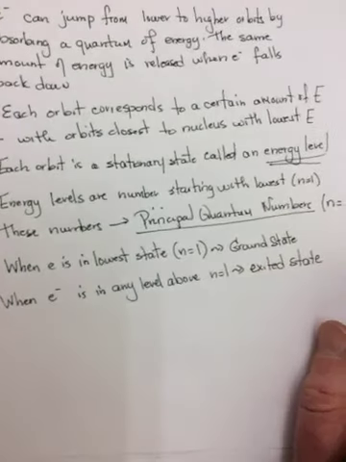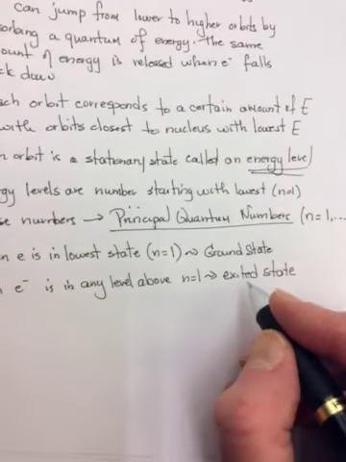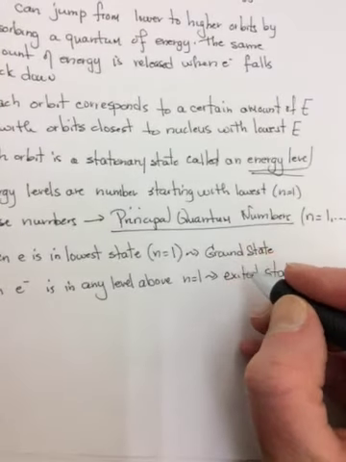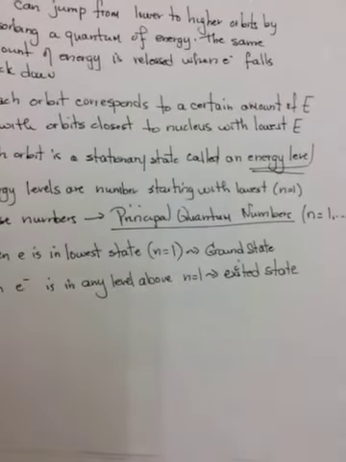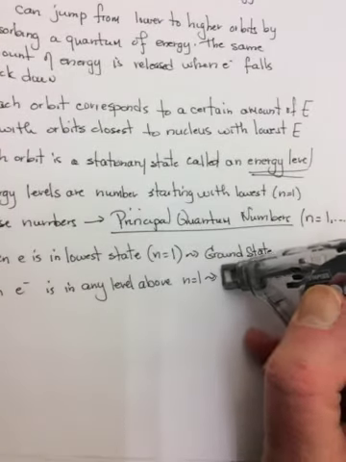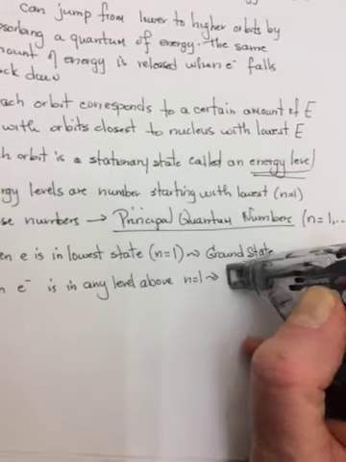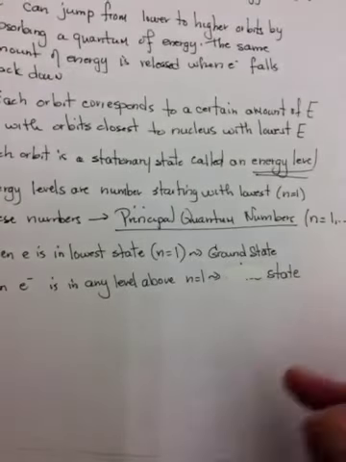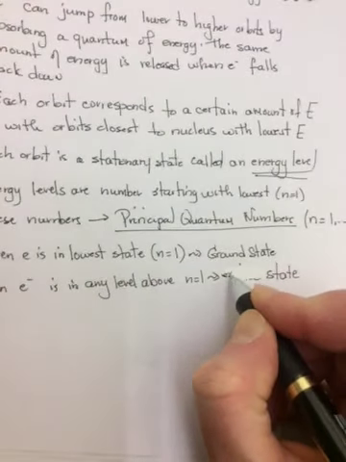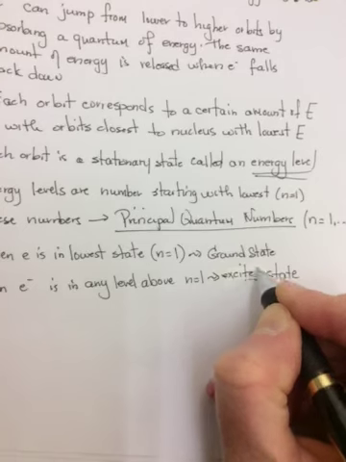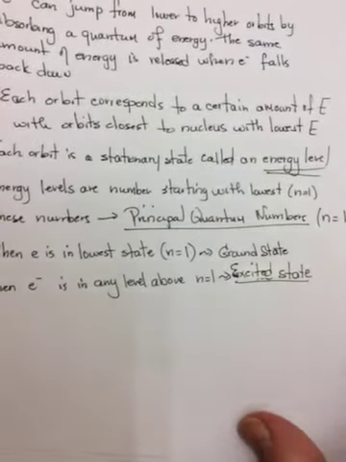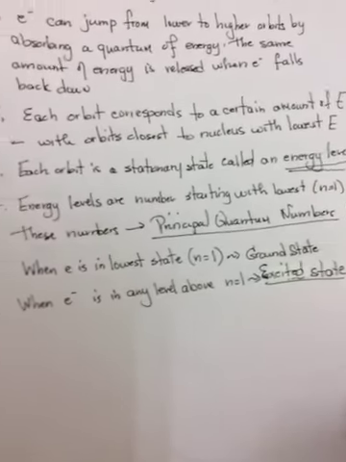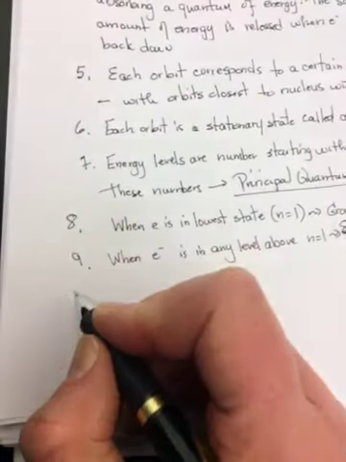Excited because, I think I lost the C in excited there. Excited because it's absorbed a quantum of energy and it has jumped up. Let me just fix this word. E-X-C-I-T-E-D. There we go. Okay, so it's in an excited state because it's absorbed a quantum of energy and it's jumped to a higher level.